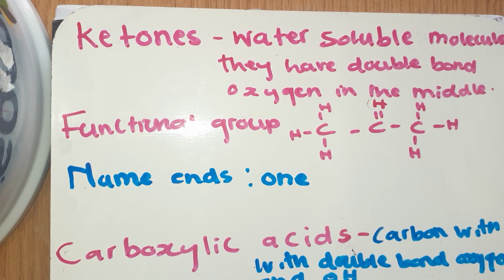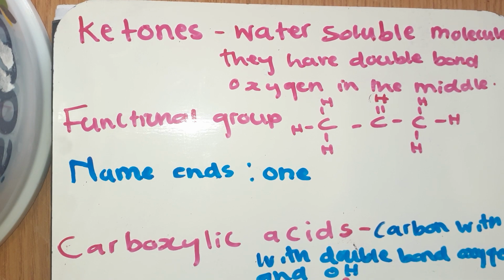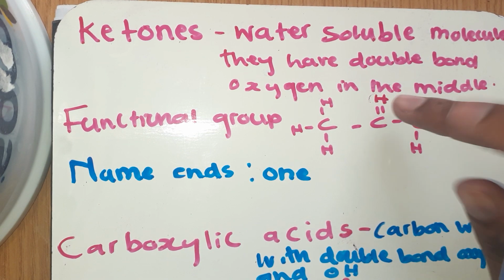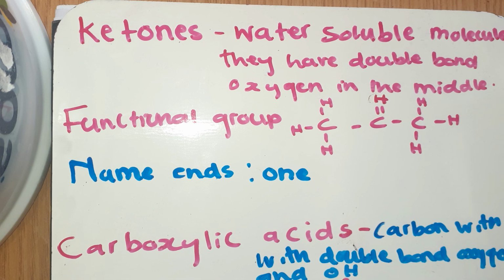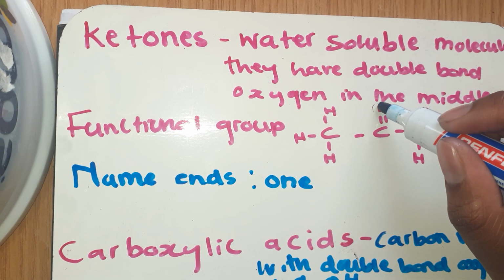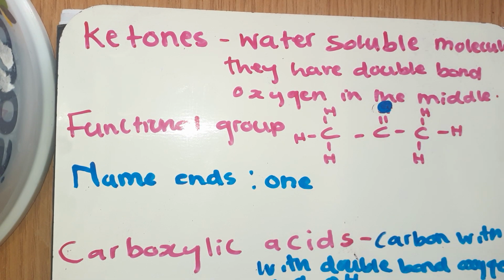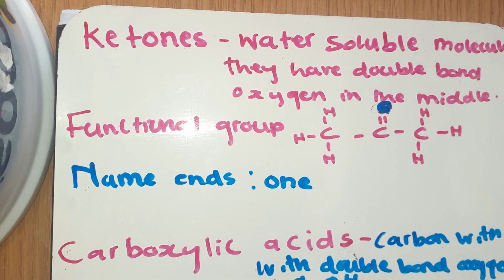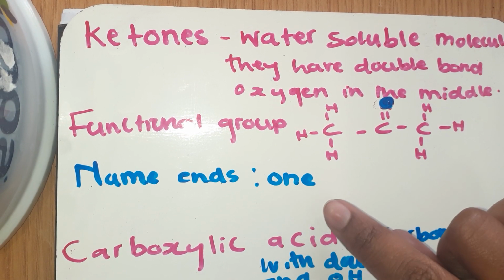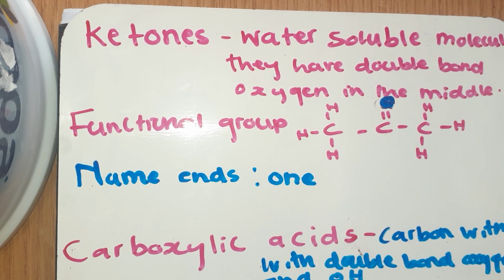The next one, we have ketones. Those are water soluble molecules. They have a double bond oxygen in the middle. So for the functional group, you have to see a double bond between oxygen and carbon. And the name ends with ONE.